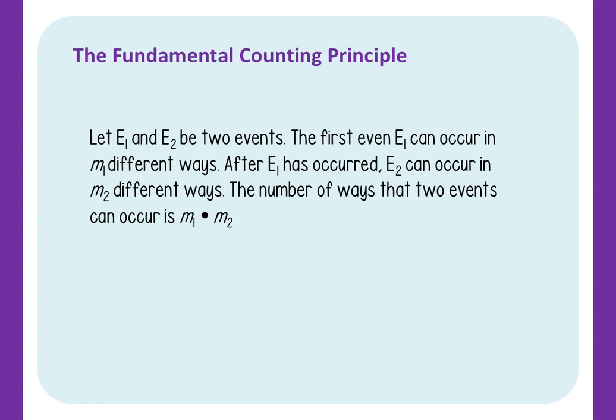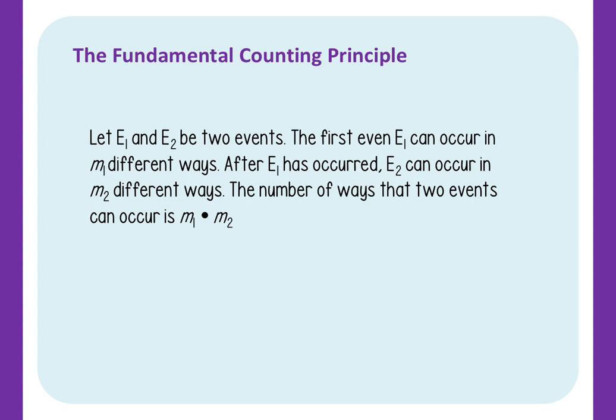All right, the fundamental counting principle helps us figure out the number of ways something can be done without physically going through all the options. So if E1 and E2 are 2 events, this could be pulling a number from the set the first time and then pulling a number from the set the second time. Those can be 2 different events. This can be flipping a coin and rolling a die. This can be pulling a rock out of a bag and then pulling a second rock out of a bag. Those are all considered to be events.